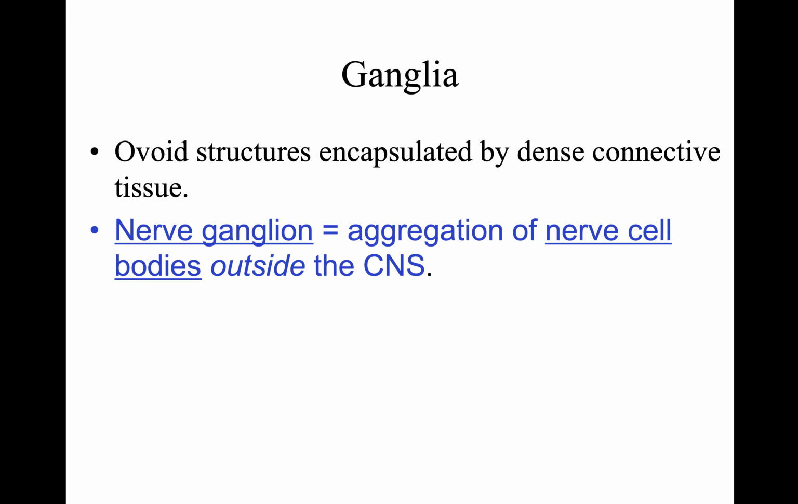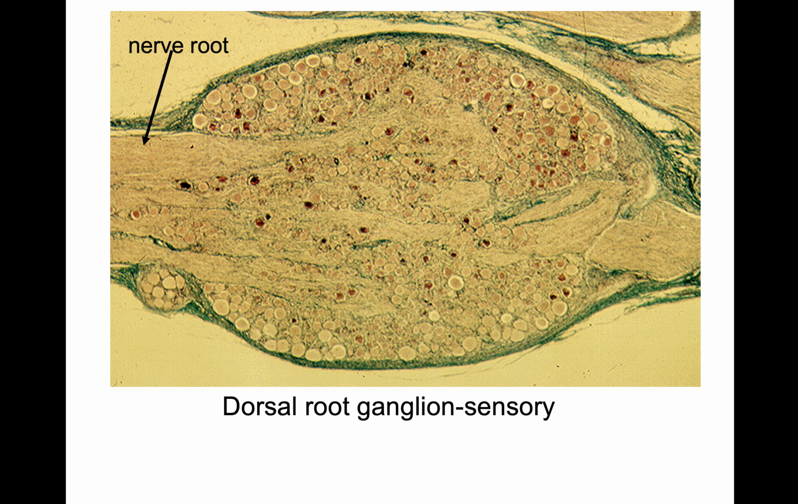So the ganglion is an ovoid structure encapsulated by dense connective tissue. These ganglia contain neuronal cell bodies, as I said, outside the central nervous system, in the peripheral nervous system. Usually, you can see here, they have a defined limit. They have a capsule, which is dense irregular connective tissue. All of these structures are neuronal cell bodies, and we can see around them, they're mostly surrounded by supportive cells.